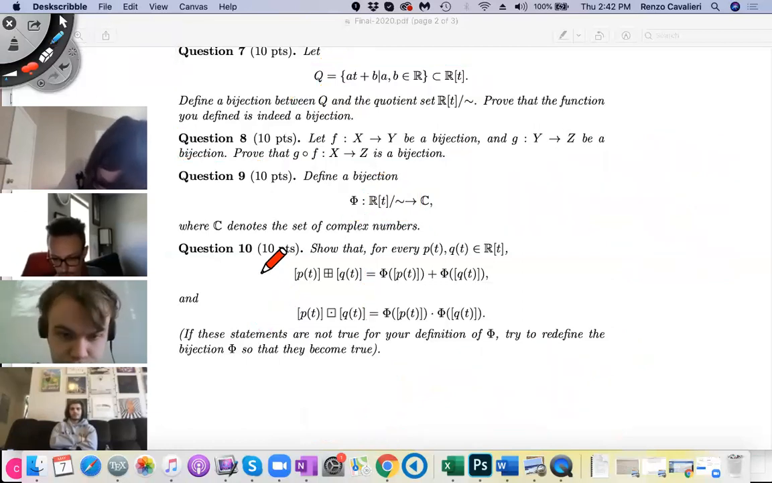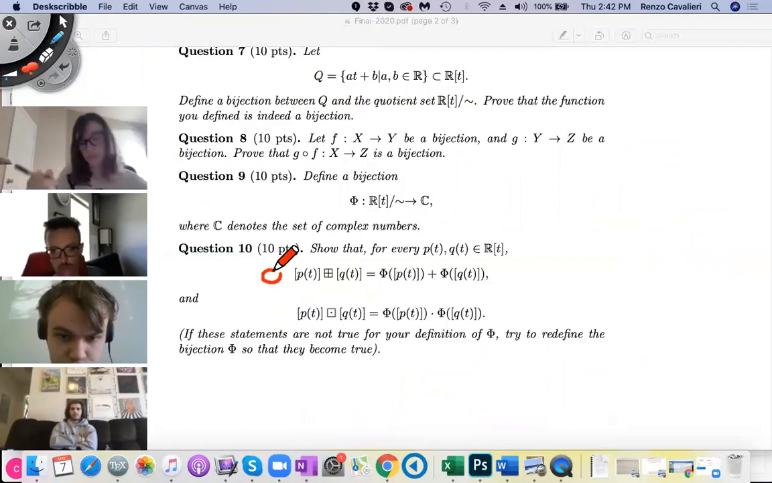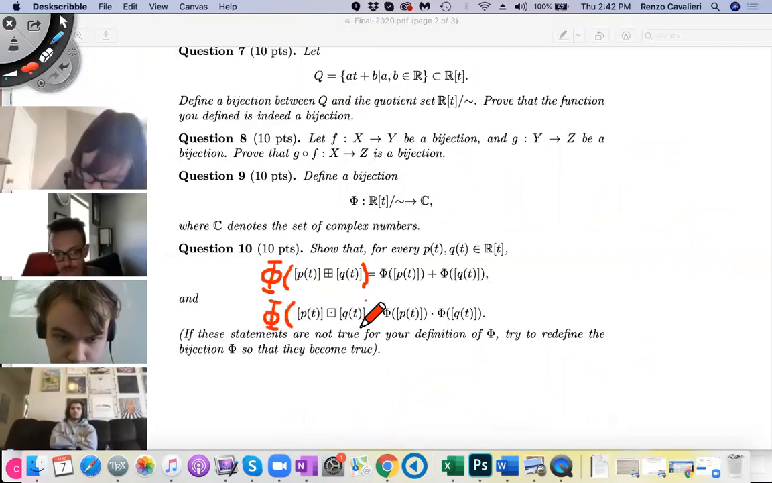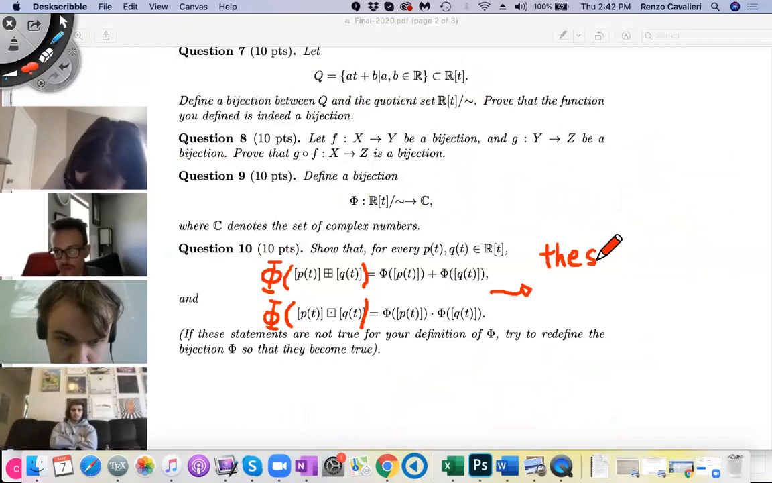Okay, so let me remember one more time. I'm going to correct it. By tonight, I'll have this corrected, but this is the correct statement. And these are equalities. These are equalities of complex numbers.